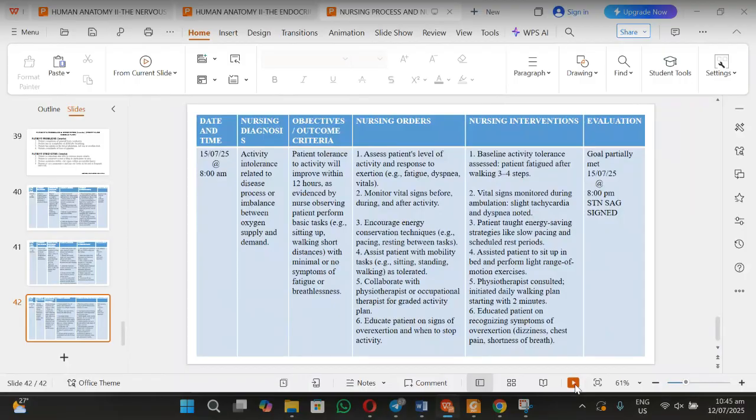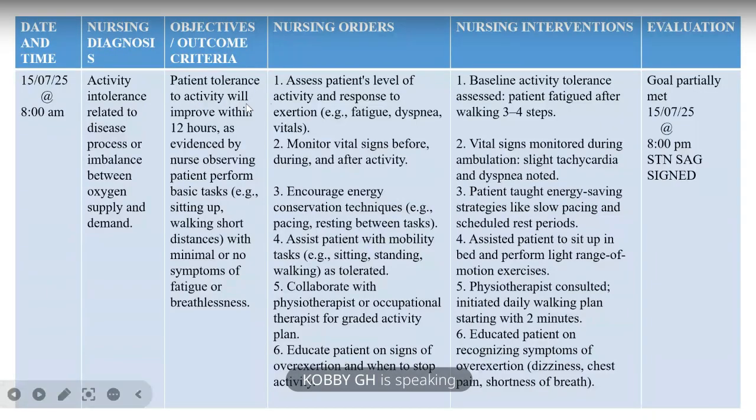That's fine. Okay, so patient tolerance to activity will improve. Look at the word I used, though. Don't say activity level will be restored. Don't use restore. Patient tolerance to activity would improve. Patient tolerance to activity will improve within 12 hours, as evidenced by nurse observing patients perform basic tasks like sitting up, walking short distance with minimal or no symptoms of fatigue or breathlessness.